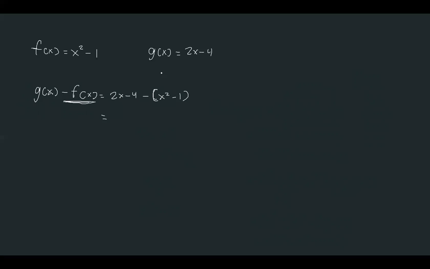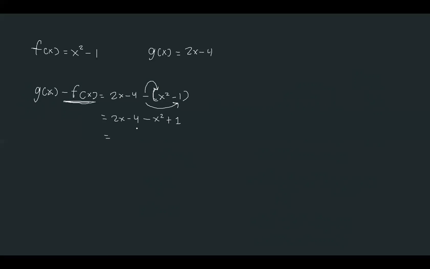What we're going to do here is distribute the negative sign to x squared and negative 1. So we have 2x minus 4, then since we distribute the negative to the x squared, we have negative x squared. Next, negative to negative 1, so we're going to have positive 1. Now we're going to simplify.